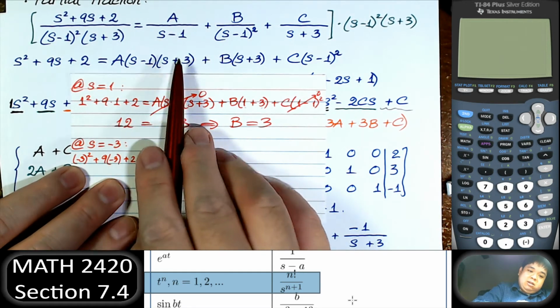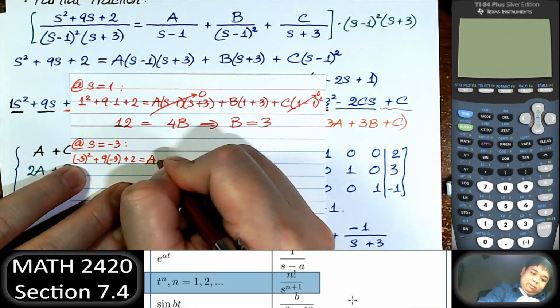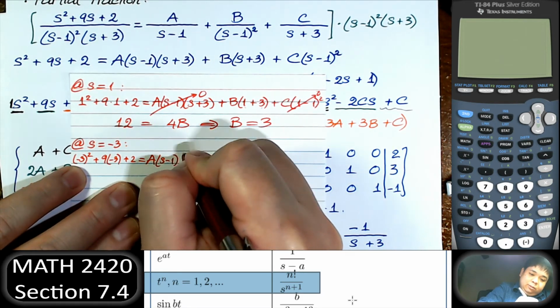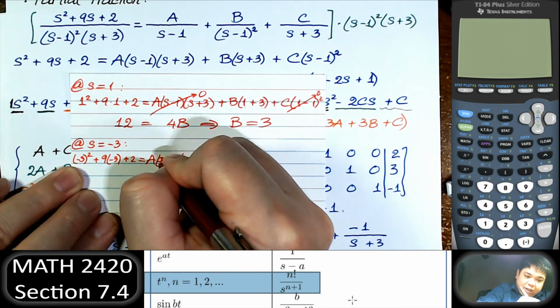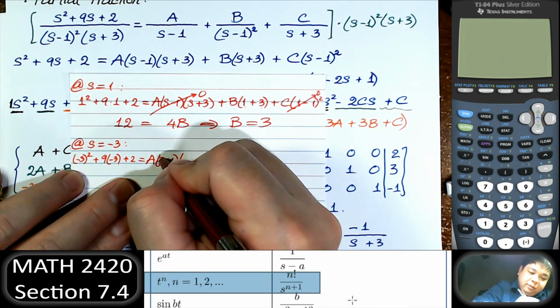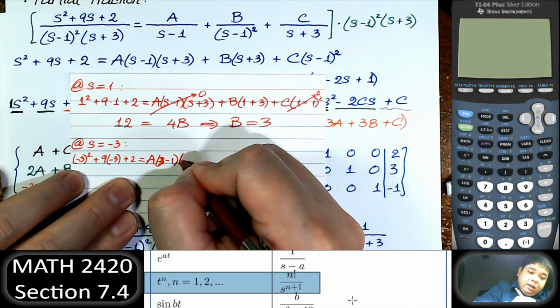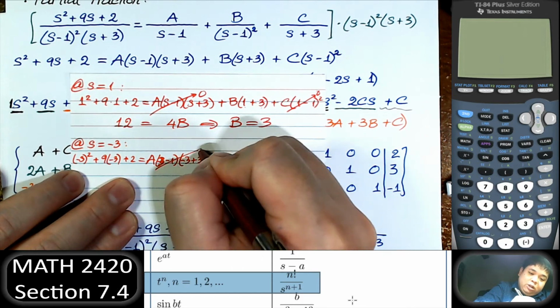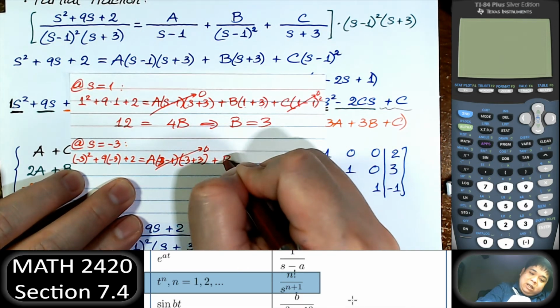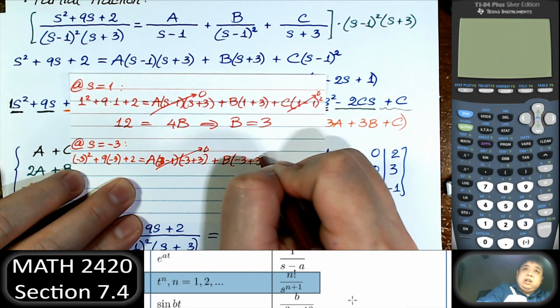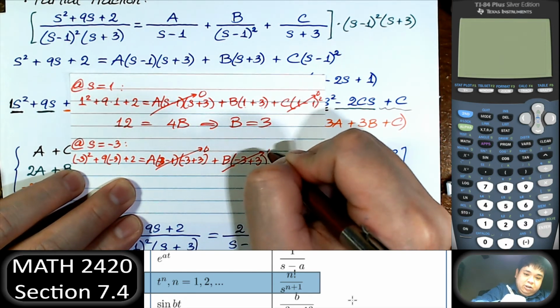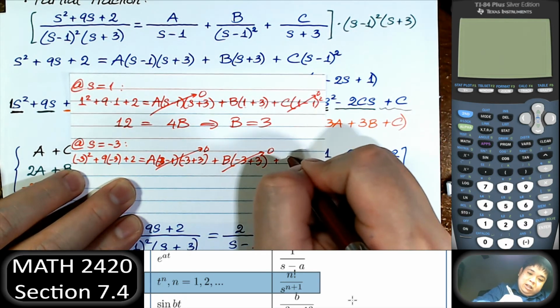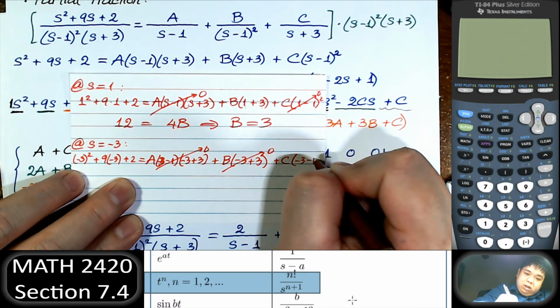And of course that will go to 0. Negative 3, negative 3. Okay. Negative 3 plus 3, so that goes to 0. Plus b, negative 3 plus 3 also goes to 0. And then plus c, minus 3 minus 1 squared.